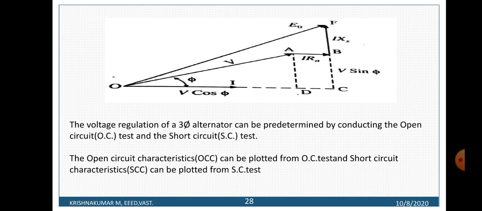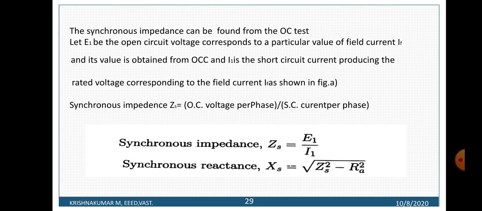So voltage regulation of a three-phase alternator can be predetermined by conducting the open circuit test and short circuit test. After that, from these two tests we can draw the OCC and SCC. OCC means open circuit characteristic, SCC means short circuit characteristic. The synchronous impedance can be found from the OC test. How can we find out the synchronous impedance?